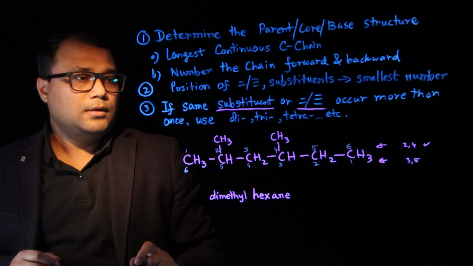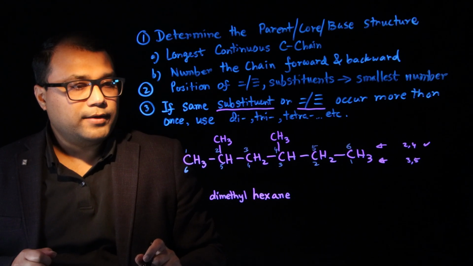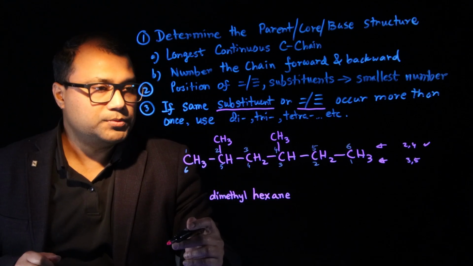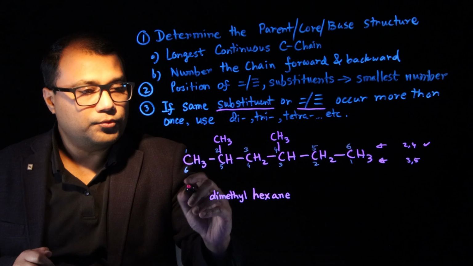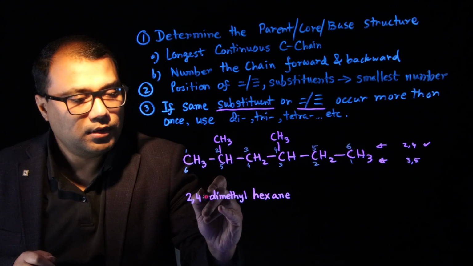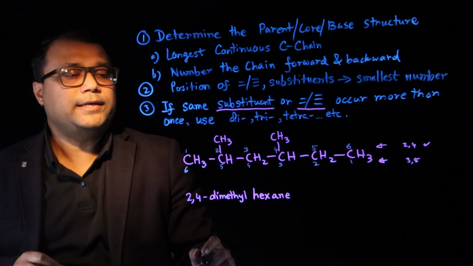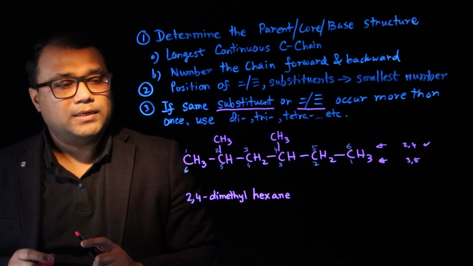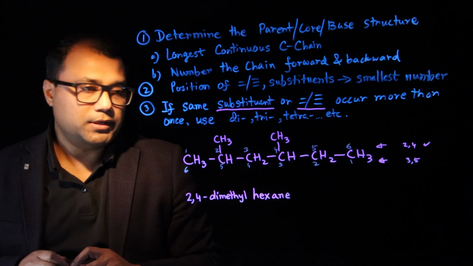Okay. But that's not complete. We have to also indicate the position of both these methyl groups. What are the positions? 2 and 4. So how we write it is 2, 4-dimethylhexane. Again, just remember, there is no space between dimethyl and hexane. It's one word. Okay?